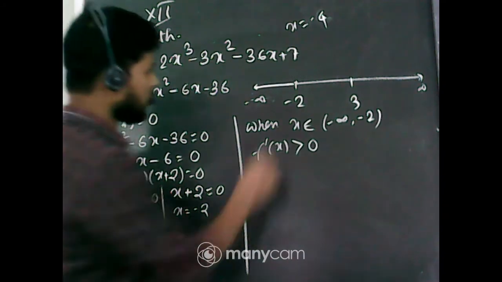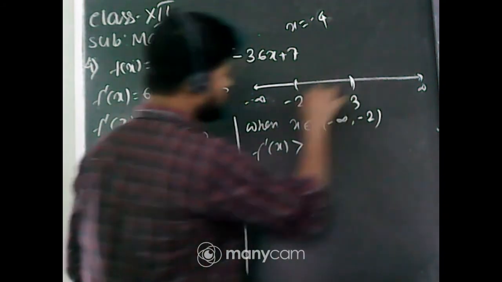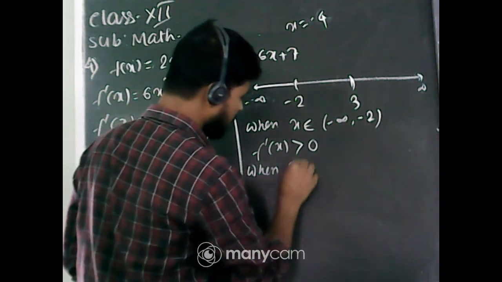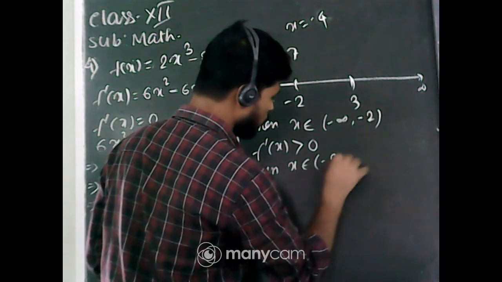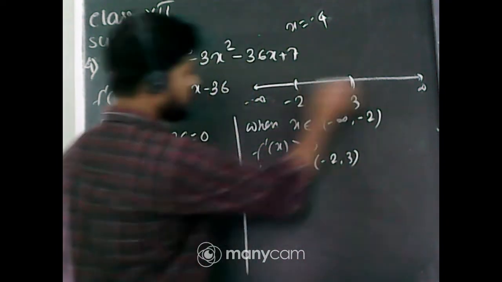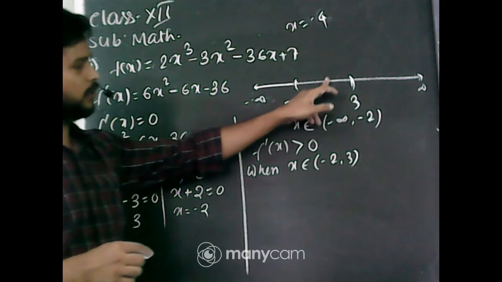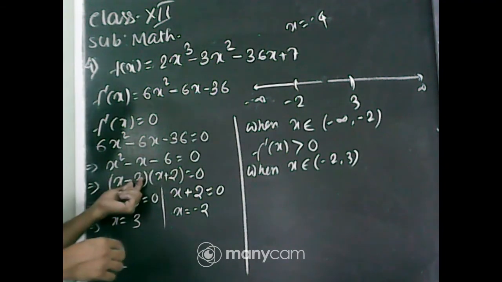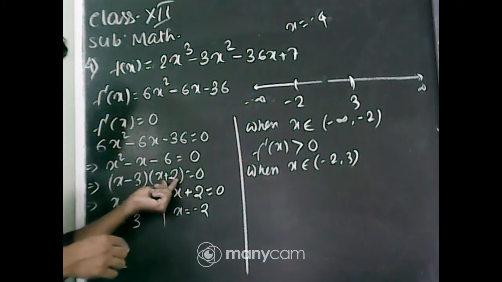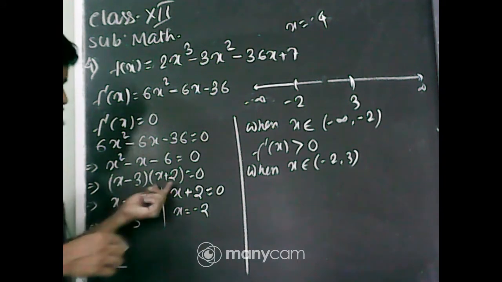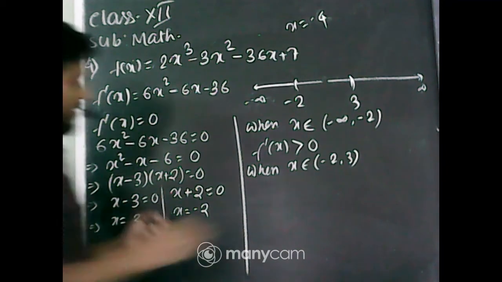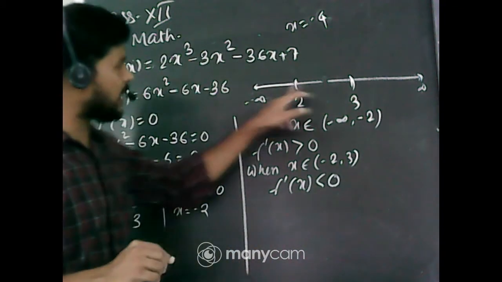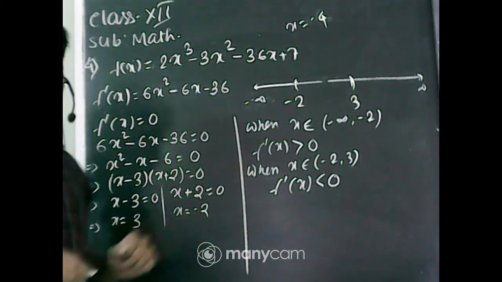Okay, now we'll check when x belongs to minus 2 to 3. Now take any value between these two interval. Now if I take 0 here, because 0 is the point between minus 2 and 3, put 0 here. So this is minus 3 into plus 2, so minus 2 minus 3 into plus 3, that is equal to minus 6. Means f dot x less than 0. Means in that interval the function is strictly decreasing.